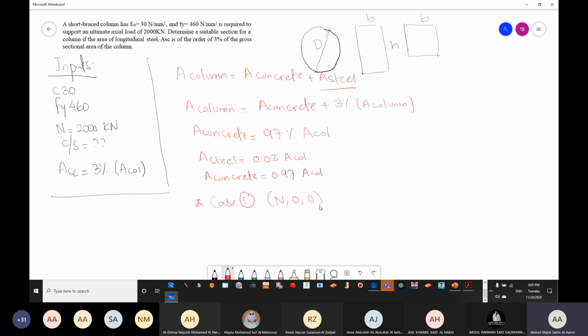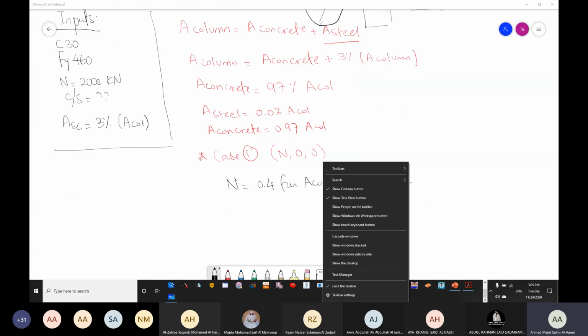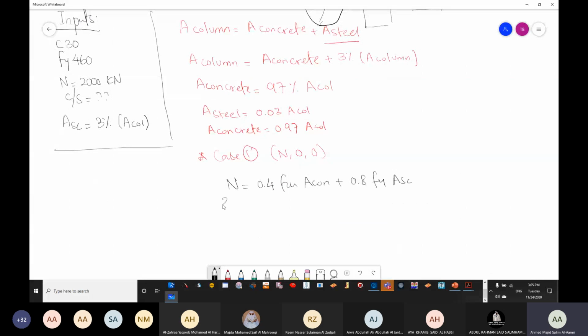So what we need to do, we are going to calculate N. We said, if it's axially loaded, we are going to use an equation. The equation says 0.4 FCU area of concrete plus 0.8 FY ASC. Now N has been given for me, that it's 2000.